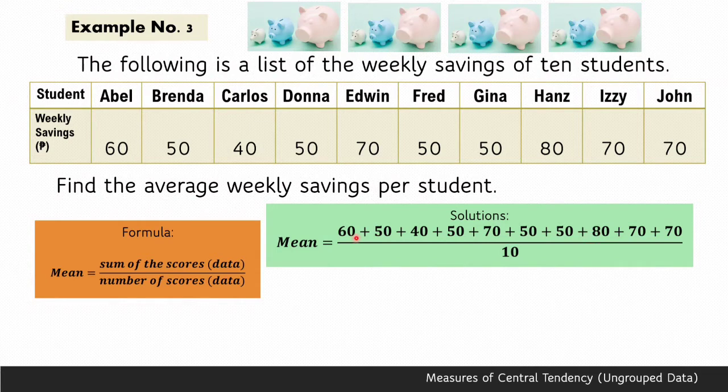So we have to get the sum of all the numbers, the scores or the savings of the students. And we have to divide it by 10 because there are 10 students here or 10 scores. Okay, I hope you follow.